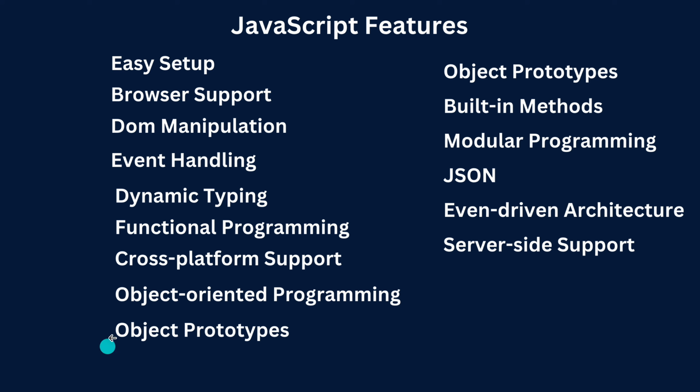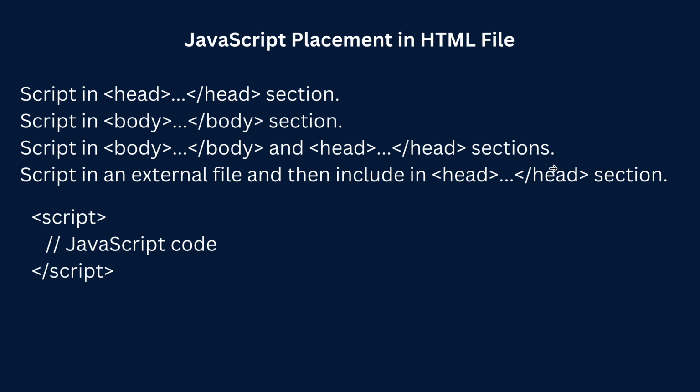Dynamic typing means no need to declare what type a variable is. Functional programming is supported, cross-platform support, object-oriented programming, object prototypes are there. Lots of built-in methods are there. Modular programming, JSON support is there. Then it follows an event-driven architecture, and server-side support is out there. So these are some features of JavaScript.